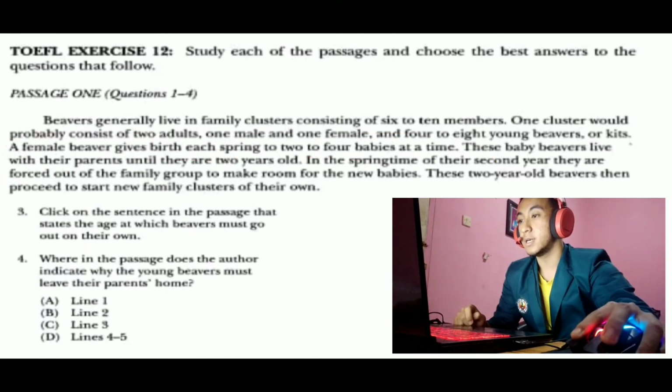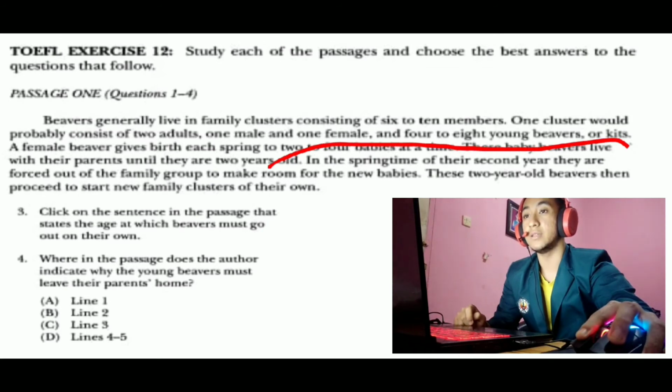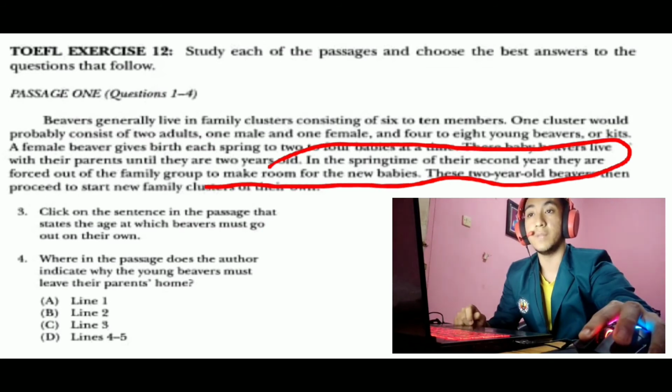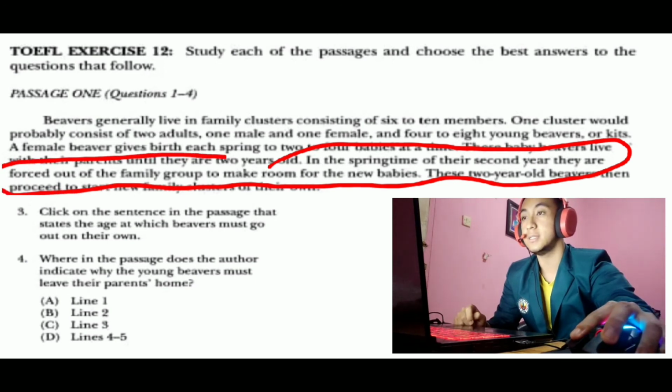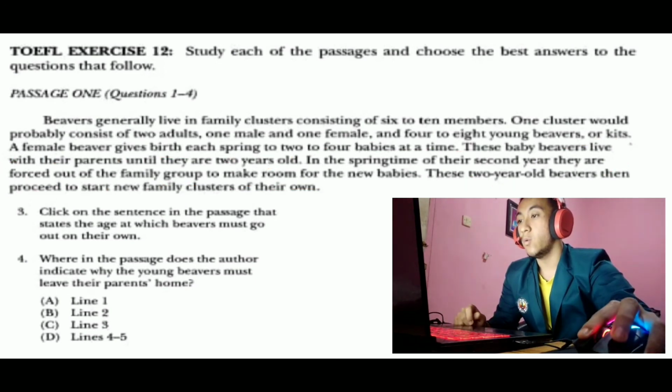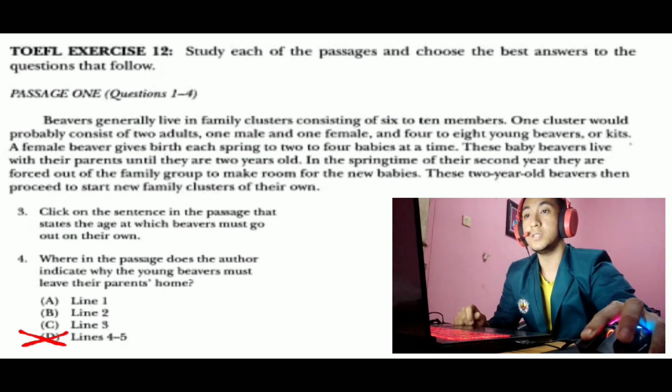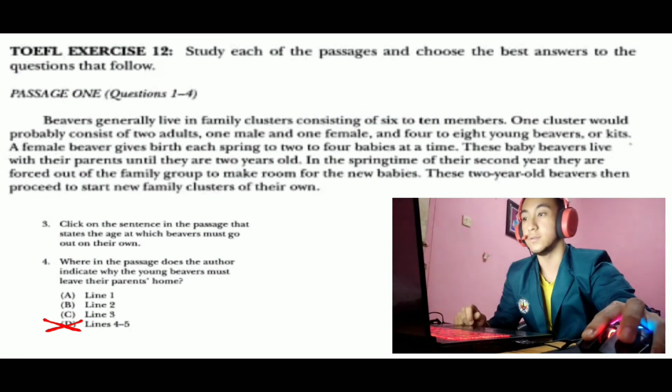Number 3, click the sentence in the passage that states the age at which beavers must go out on their own. The answer is in line 5, where the author mentioned in the springtime of their second year, they are forced out of the family group to make room for the new babies. Number 4, where in the passage does the author indicate why the young beavers must leave their parents' home? The answer is D, lines 4 to 5, because the young beavers around 2 years old must leave to start a new family cluster of their own.